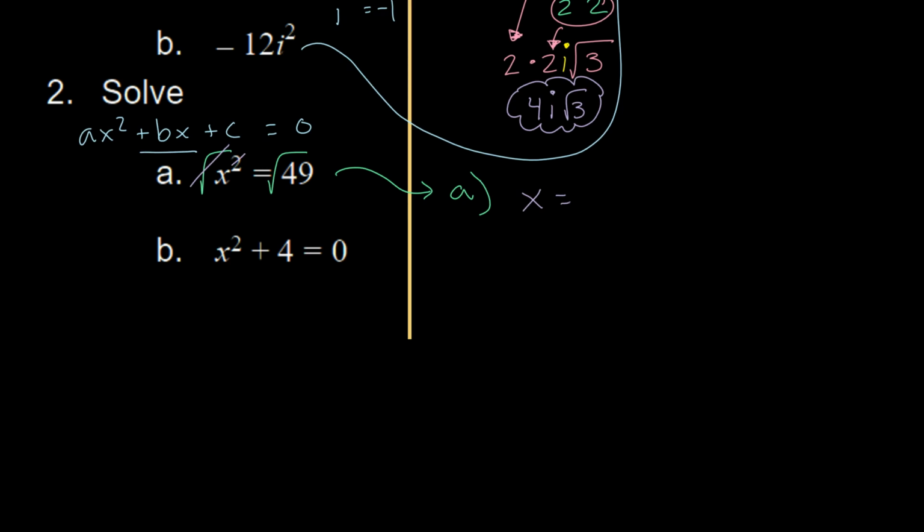7. Not only is it 7, what else is that? What else times itself equals 49? You're right, 7 and 7, but what else? Negative 7 and negative 7. So not only is x equal to a positive 7, x is also equal to a negative 7.